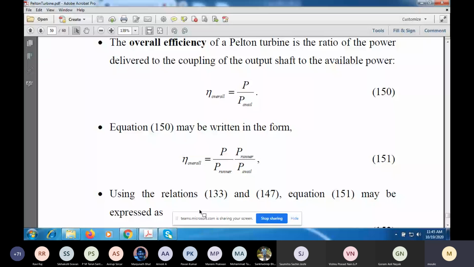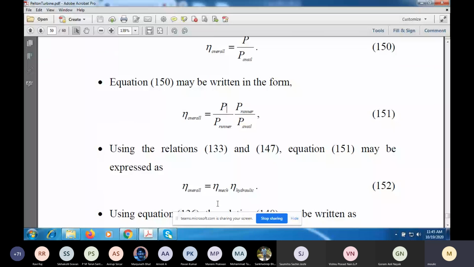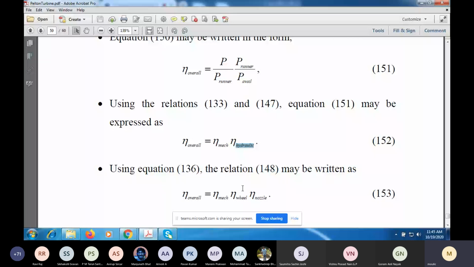So we'll recognize the first term as eta mechanical and the second term as eta hydraulic. So the overall efficiency is the product of the mechanical efficiency and the hydraulic efficiency. And hydraulic efficiency we have seen is the product of the wheel efficiency and the nozzle efficiency. So the overall efficiency one can write as the product of these three efficiencies or as the product of these two efficiencies.